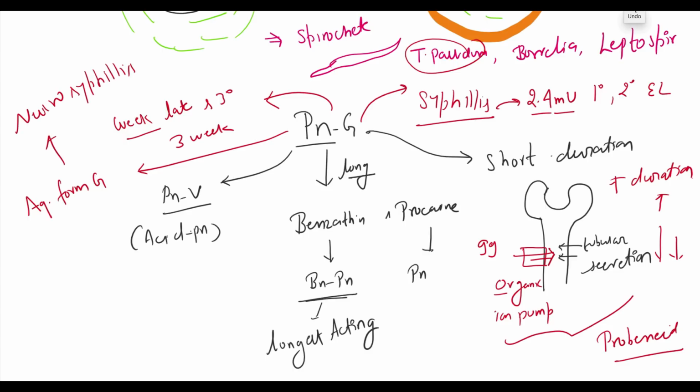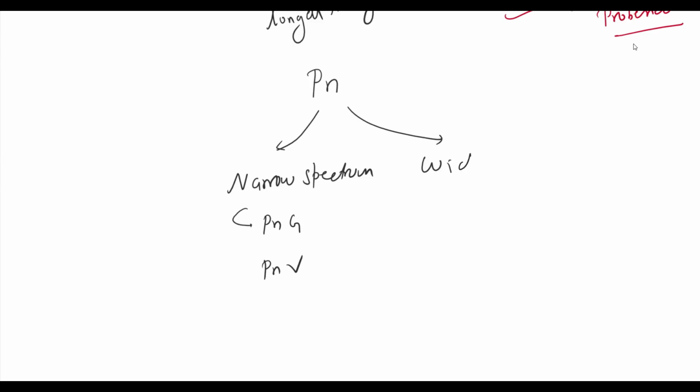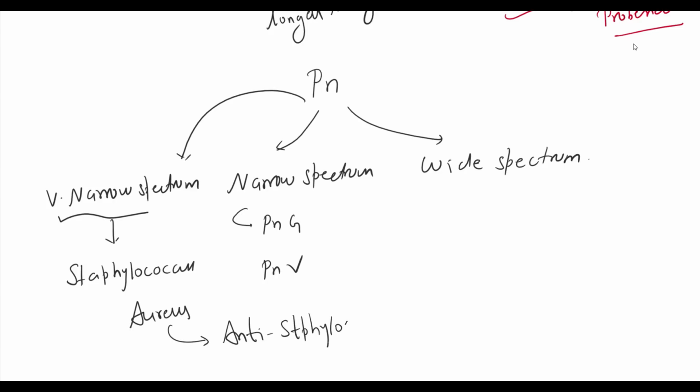As we discussed, penicillin G and V are narrow spectrum penicillins. To overcome the narrow spectrum of penicillin, new penicillins with extended spectrum have been developed. So penicillins constitute narrow spectrum antibiotics, which are penicillin G and penicillin V, and wide spectrum antibiotics. Penicillin also contains a very narrow spectrum group of antibiotics, and these antibiotics act only against Staphylococcus aureus. That's why they are also known as anti-staphylococcal antibiotics.